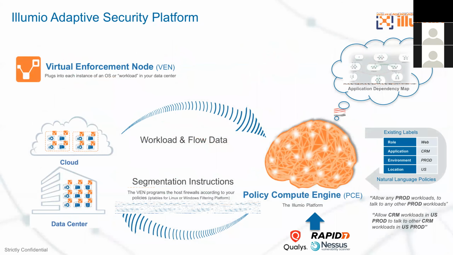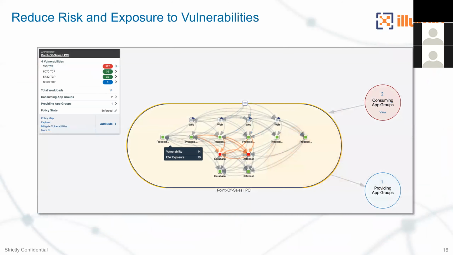And once we have this environment, we can start doing some other cool stuff with it. So for example, one of the new things we're doing is taking vulnerability data from Qualys, Rapid7, Nessus, and overlaying that on your map. So now we can take your vulnerability data, overlay it on your servers, and get some information of how these servers are communicating with what types of critical vulnerabilities.